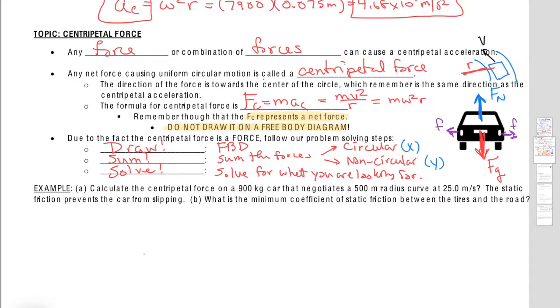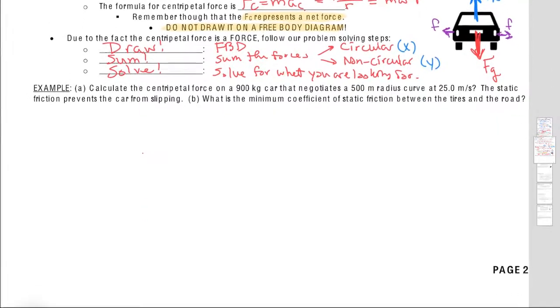Okay, but let's look at it in terms of a car. Here we've got part A: calculate the centripetal force on a 900 kilogram car that negotiates a 500-meter radius curve at 25 meters per second. Then static friction prevents the car from slipping. Part B: what is the minimum coefficient of static friction between the tires and the road?